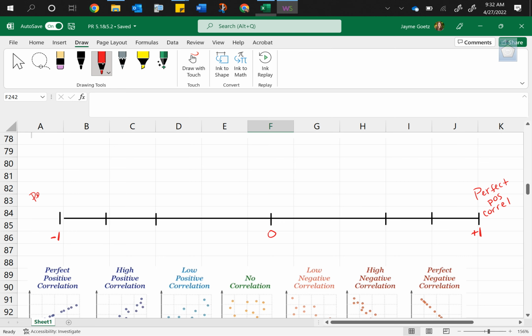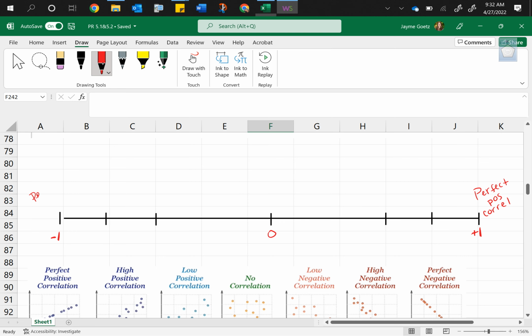Now, what if we talk about things in between? For example, we could have an R value of +0.5. Similarly, we could have an R value of -0.5. If your R value is between 0 and +0.5, that means you have a weak positive correlation. If you have an R value between -0.5 and 0, that would be a weak negative correlation.